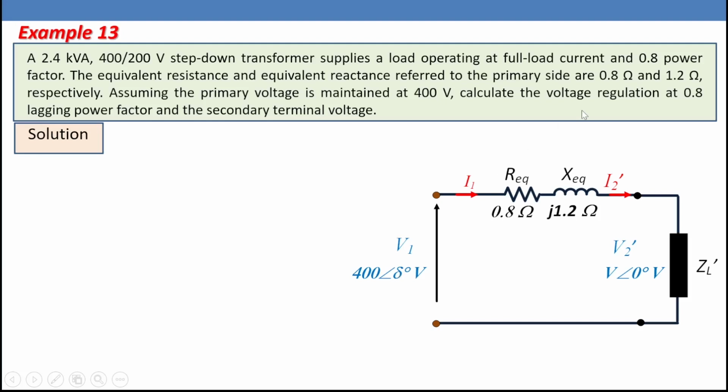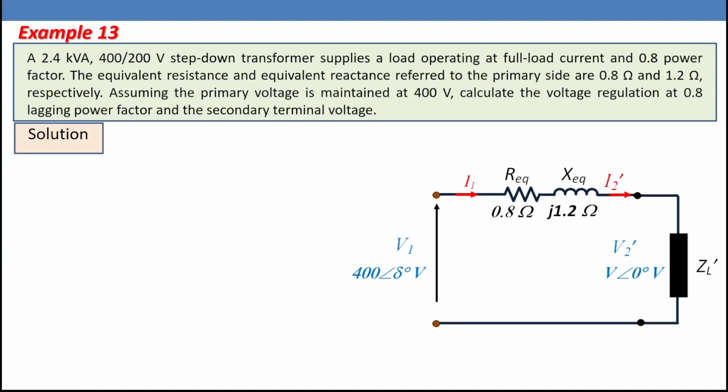We need to calculate the voltage regulation at 0.8 lagging power factor. So now we know that the power factor is lagging. And what is the secondary terminal voltage? The voltage here is the voltage referred to the primary side, but we don't know its value. Definitely it is lower than 400 volt if the primary is fixed at 400. We are going to choose the secondary voltage as 0 angle. So the angle between I2 dash and V2 dash will be the power factor angle. If we succeed in calculating delta and V, we can solve the problem.